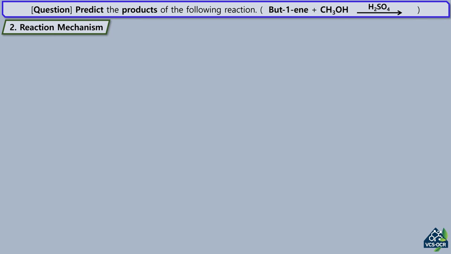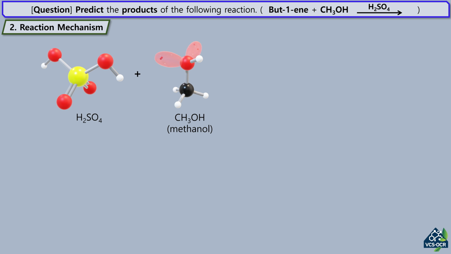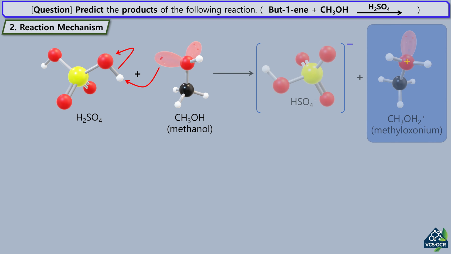The reaction mechanism for the acid-catalyzed addition of alcohol to an alkene proceeds through a carbocation intermediate and involves three main steps. Just a quick note. The acid catalyst ionizes in the methanol solvent to generate the methyloxonium ion, CH₃OH₂+, which is the actual proton donor.